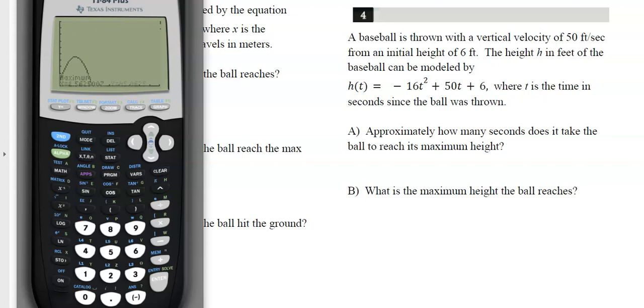Guess. So at 1.56 seconds, I am at about 45 feet. 1.56, 45 feet.